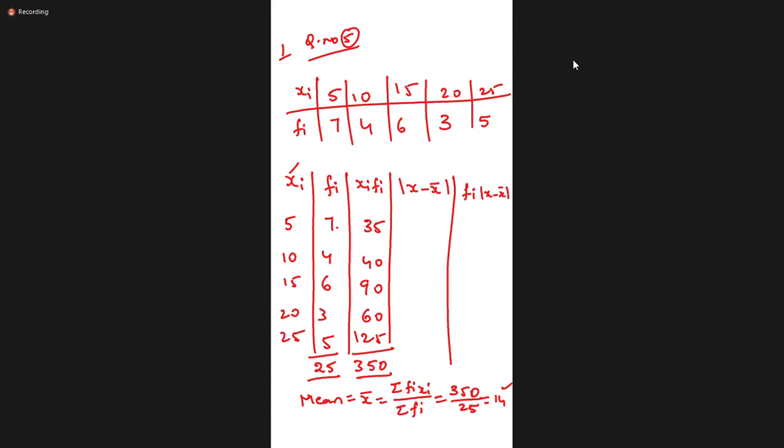This is the method. So 14 minus 5, that is 9. 14 minus 10 is 4. 14 minus 15, that is 1. 20 minus 14, 6. 25 minus 14 is 11. Now these two multiply: 63, 16, 6, 18, 55. So add them. 158, sir.